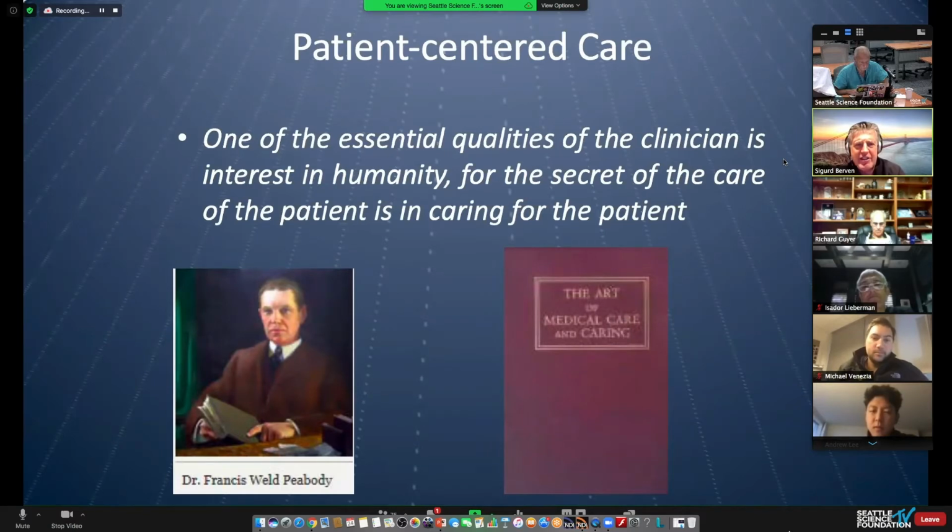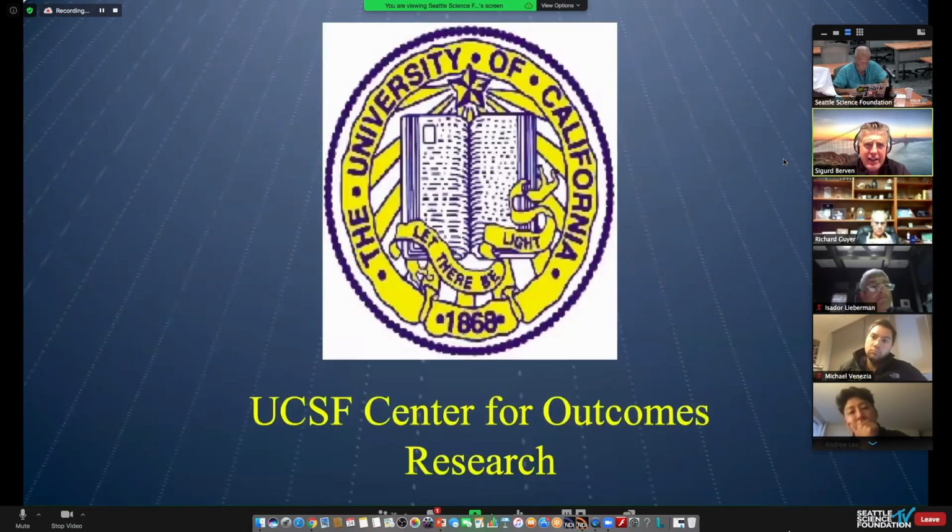He said that one of the essential qualities of the clinician is interest in humanity, and that the secret of care of the patient is to actually care for the patient. And I think that keeping patients centered in consideration of all of these economic models is really the priority. And that's, I think, what makes the physicians different than the financial analysts. So with that as a background, I'm going to give the screen up to our first presenter.